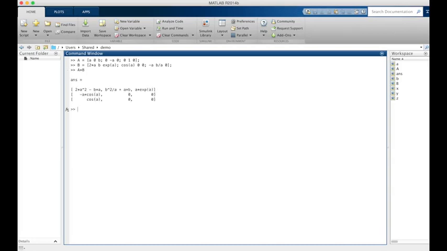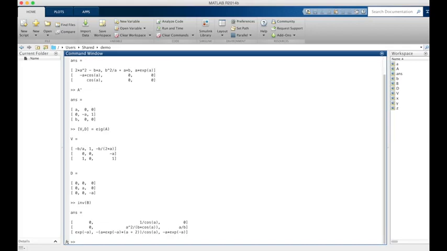We can find the transpose of A, and we can also find the eigenvectors and eigenvalues. Here, the eigenvalues of the matrix A are along the diagonal of this matrix D, and the corresponding eigenvectors are in the columns of the matrix V. We can also find the inverse and the determinant.